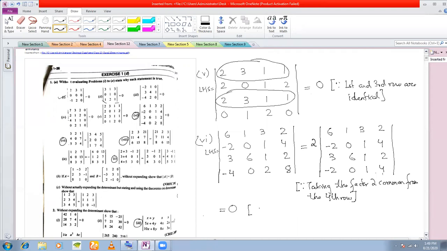Why? Now you again give your reason. We'll write 2 into 0, because this is 2 into 0. And you'll give your reason: since second and fourth rows are identical. So this is equal to 0, which is equal to RHS. Proved. You should be doing all the sums this way only: LHS is equal to this, is equal to 0, is equal to RHS.